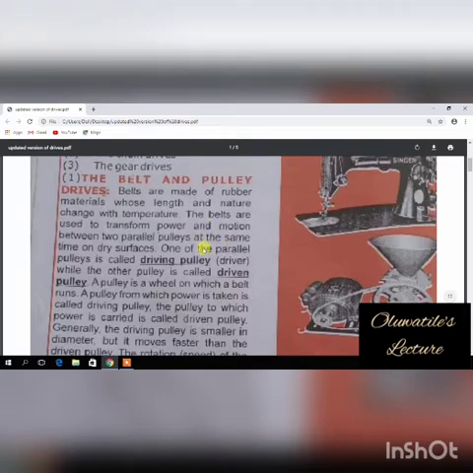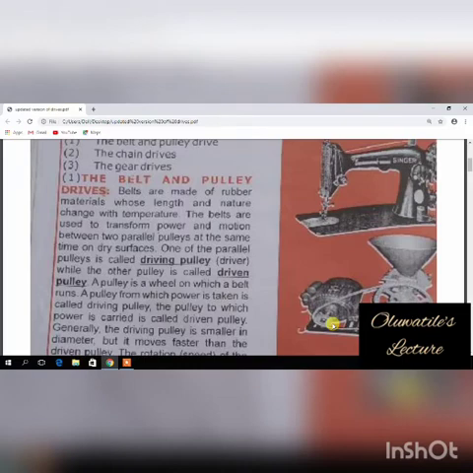The belts are used to transmit power and motion between two parallel pulleys at the same time on dry surfaces. When we're talking about two parallel pulleys, look at this. This is a pulley. This is also a pulley. You see that they are parallel. It's also like that in our father's car too. You see that there's also a belt drive there, and they are parallel to one another. One of the parallel pulleys is called the driving pulley, while the other is called the driven pulley.